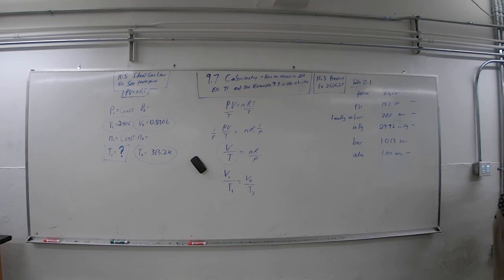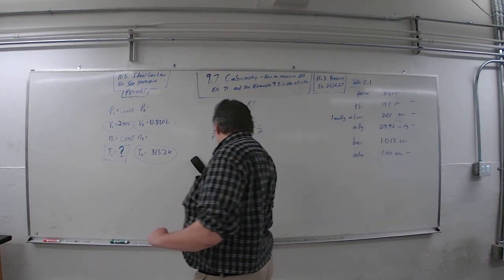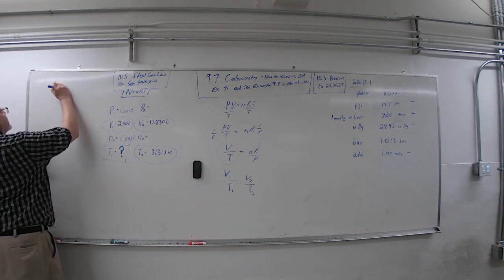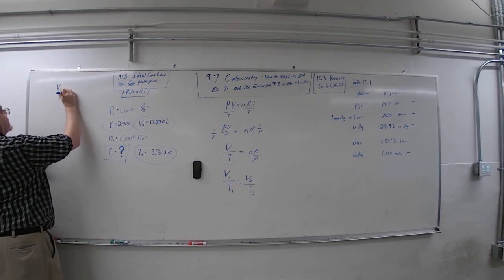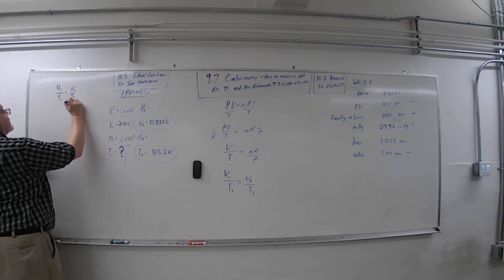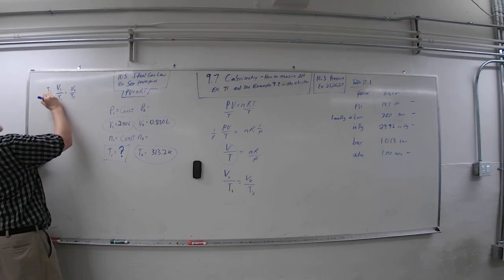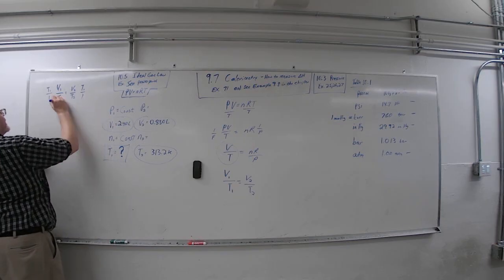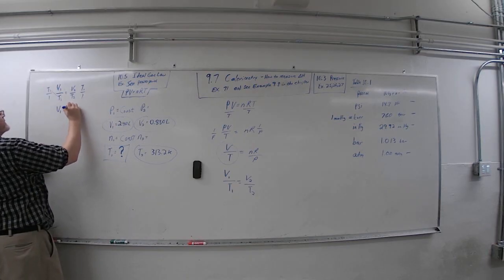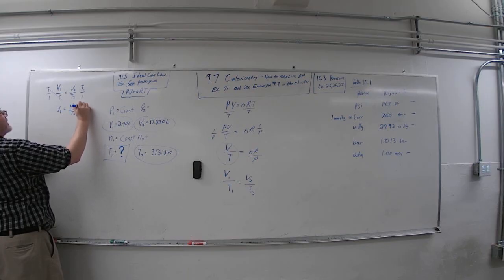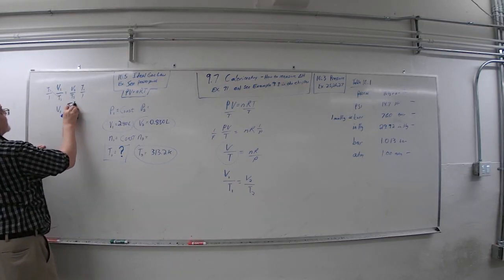And we're solving for T1 this time. So if I took V1 over T1 equals V2 over T2, I need to solve for T1 this time. So if I multiply both sides by T1, it cancels on this side, and I have V1 equals V2 T2 over T1. That's not a smart way to do it.